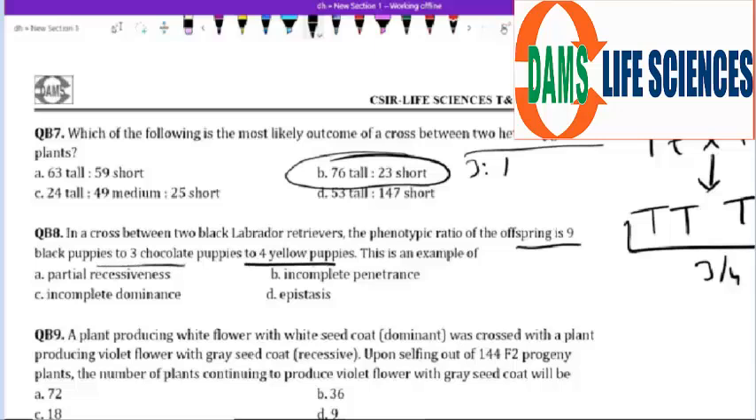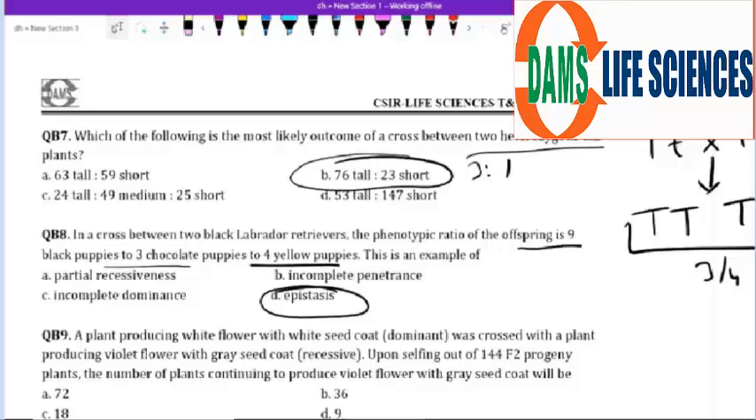So this is an example where the options are given. Obviously again 9:3:4, as we just discussed, is a case of recessive epistasis. So it is a case of epistasis. What are the other options if we just look at them? One is partial recessiveness, incomplete penetrance, or incomplete dominance. Incomplete dominance and partial recessiveness are almost the same. In incomplete dominance or partial recessiveness, you get the ratio of 1:2:1, in which case one particular allele is not completely dominant over the other allele.